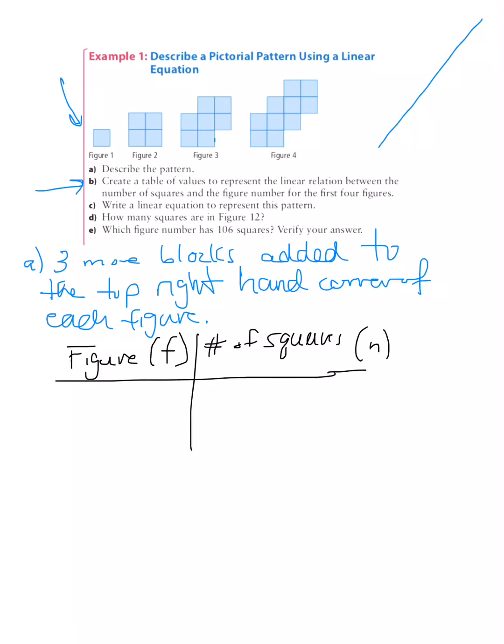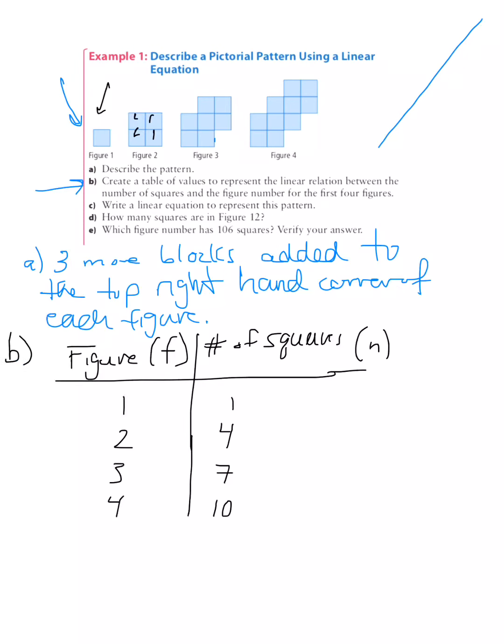Okay, you can use any letters you want, but it's always good to use ones that kind of make sense with the question. So let's make a table here. So figure 1 has how many squares? Well, you look up here, figure 1 has 1 square. Easy. Figure 2 has how many squares? 1, 2, 3, 4. And we're going to keep going. So figure 3 has 7. Figure 4 has 10. Okay, so now there's our table of values. We're done part B, technically.